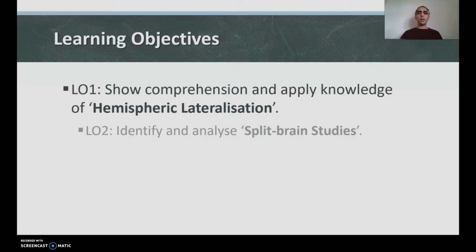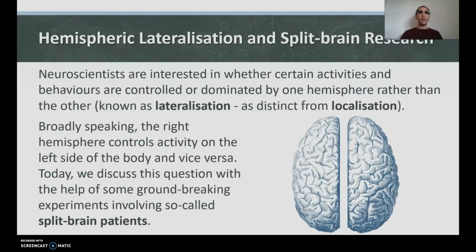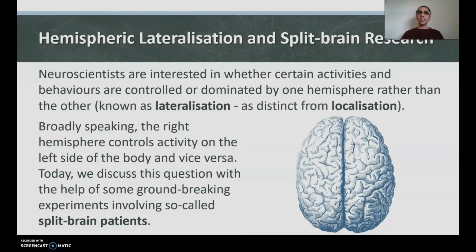Show comprehension and apply knowledge of hemispheric lateralisation. Here we go. Neuroscientists are interested in whether certain activities and behaviours are controlled or dominated by one hemisphere rather than the other, known as lateralisation, as distinct from localisation. Localisation is looking at specific parts of the brain and what actions they do. This is similar, but it's more broad.